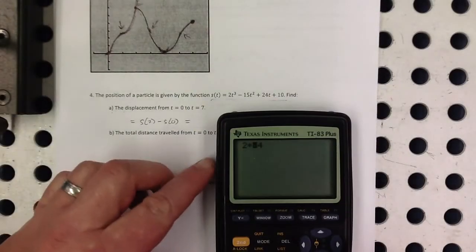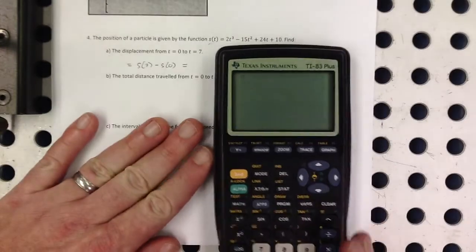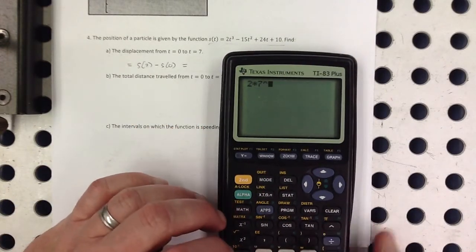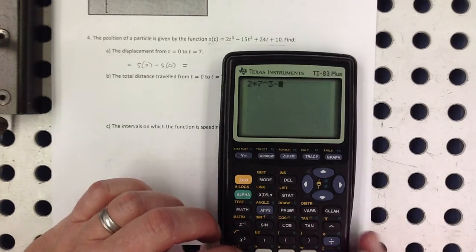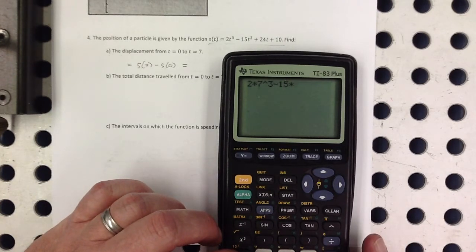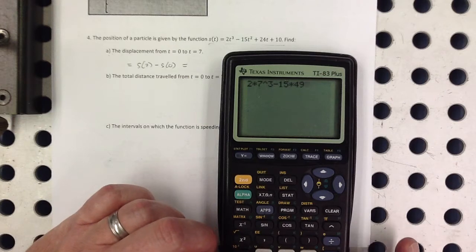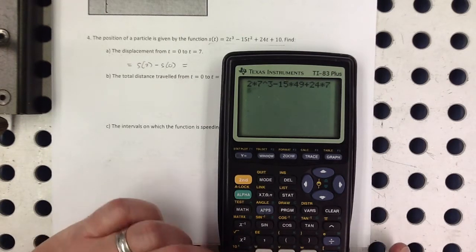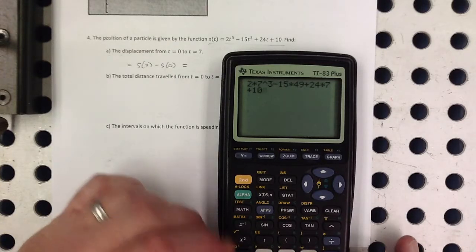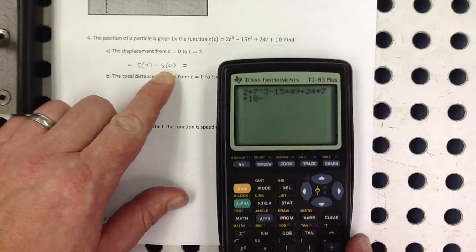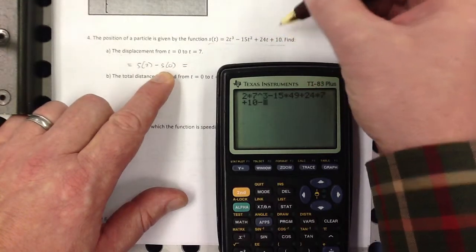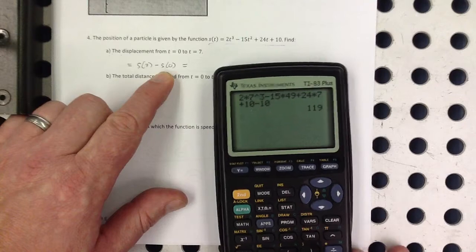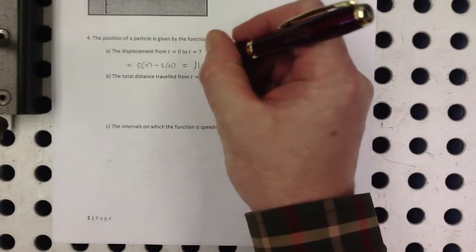So I'll show you what I'm doing. 2 times 7 cubed minus 15 times 7 squared plus 24 times 7 plus 10. And I'm going to subtract what I get when I plug in 0. Well, that's just 10, right? Minus 10. So that's 119.